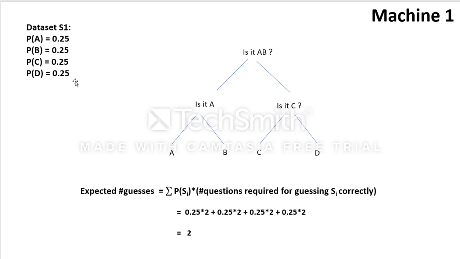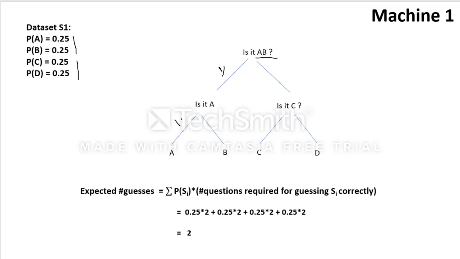So let's try to find the number of guesses we need to find the next number that it puts out. First, let's ask whether the next number is either A or B. If we get a yes, it means it's either A or B. It's not C or D, right? Now we're sure that it's A or B. Now we need just one more question to be sure whether the next value is going to be A or B. So we can ask whether it's A.